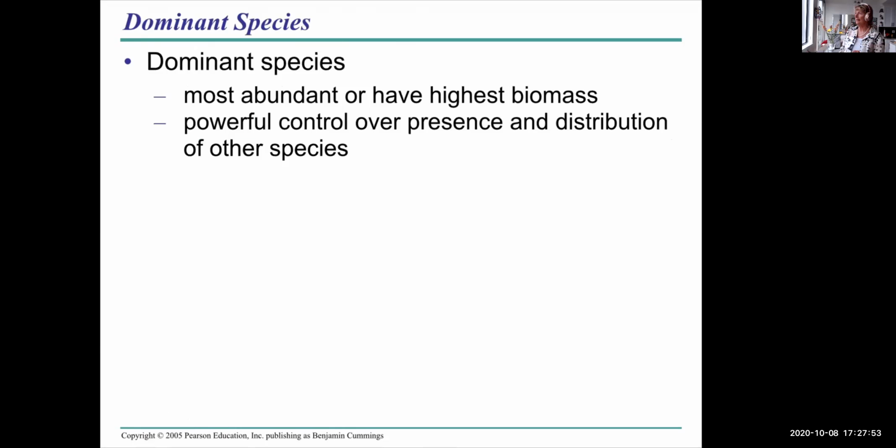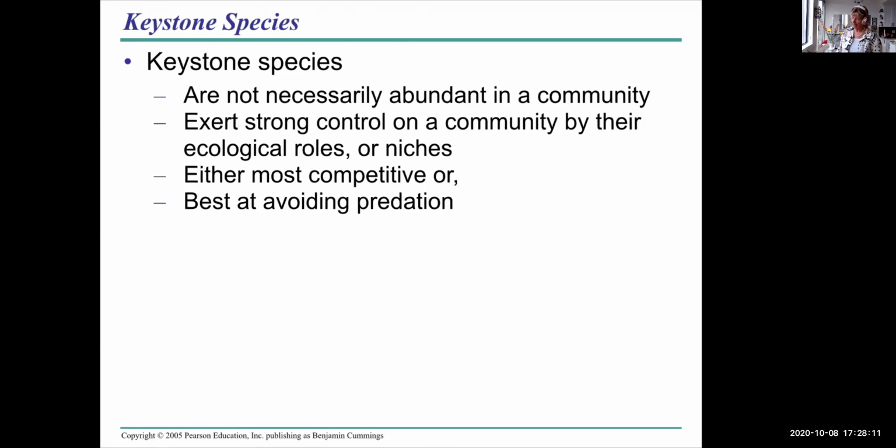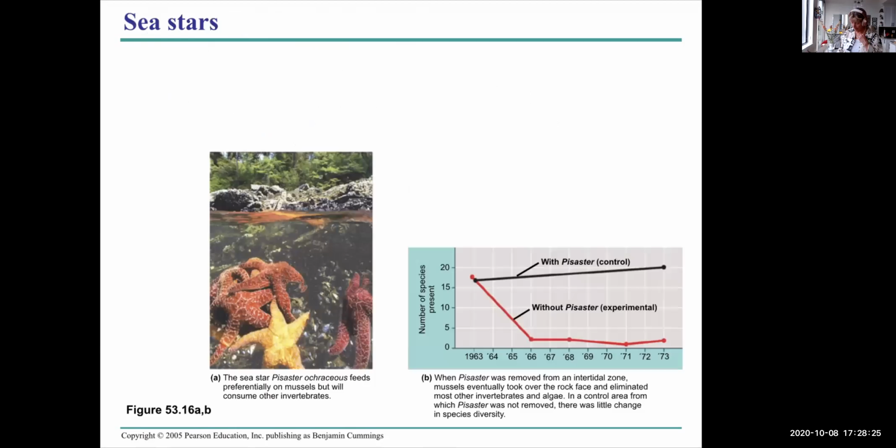Another concept in community is a dominant species. A dominant species is the one that's most abundant or has the highest biomass and generally has a powerful control over the presence and distribution of other species. Keystone species are not necessarily abundant, but they do have a strong control. They're either the most competitive or they're very good at avoiding predation. I'll give you these two examples. One is sea stars.